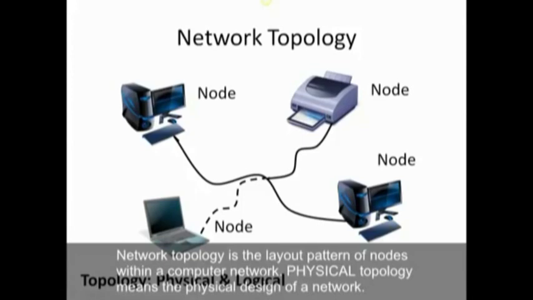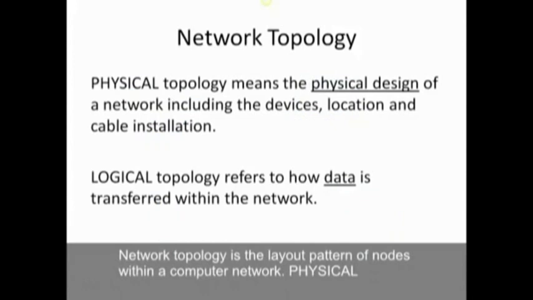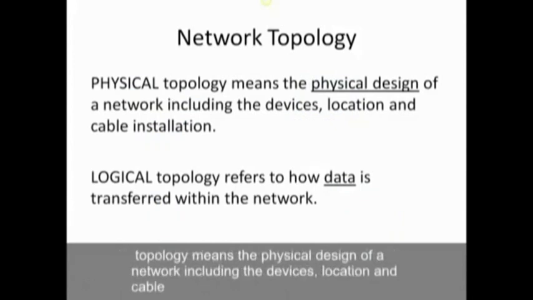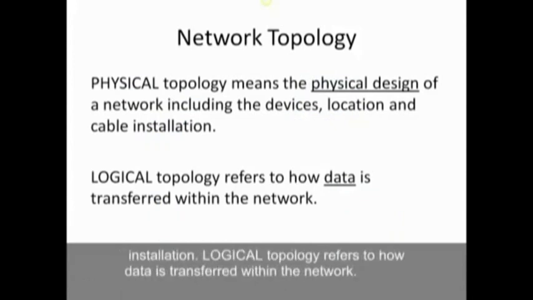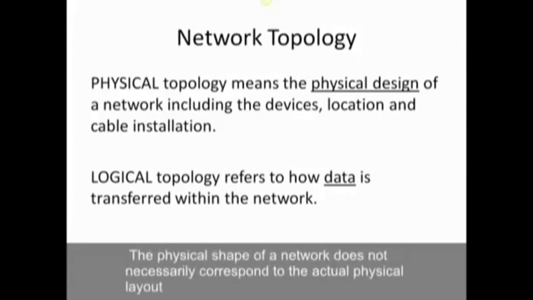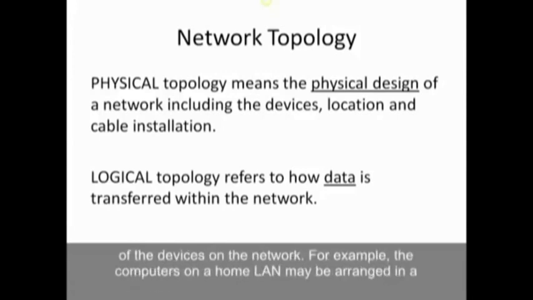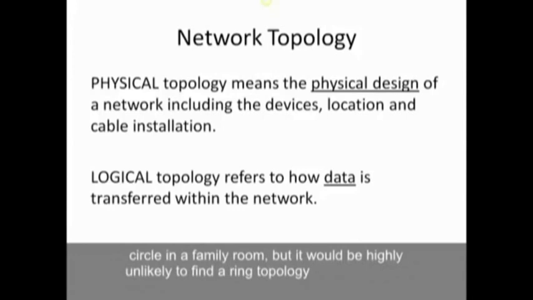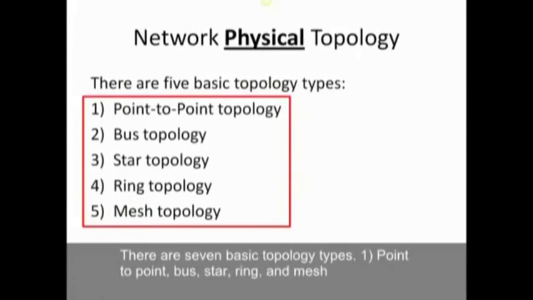The physical shape of a network does not necessarily correspond to the actual physical layout of the devices on the network. For example, the computers on a home LAN may be arranged in a circle in a family room, but it would be unlikely to find a ring topology there. For the purposes of this class, we're going to be focusing on physical topology, focus on the five basic topology types, and take a look at each one.